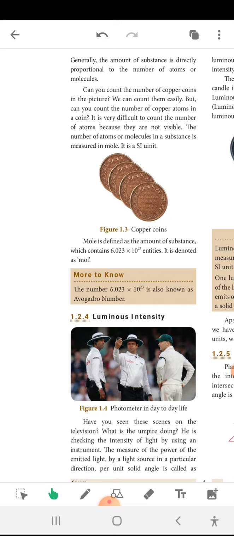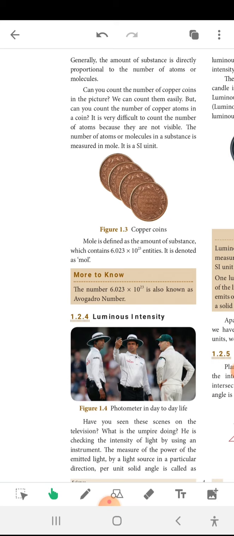Intensity is the capacity. Have you seen these scenes on the television during matches? What is the umpire doing? He is checking the intensity of light by using an instrument. That instrument is called a photometer. Photo means light. Light measuring meter, so it is called a photometer.